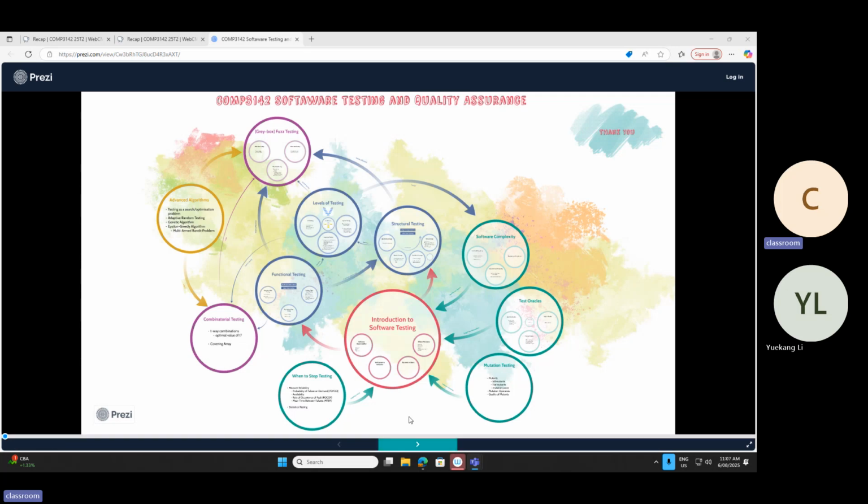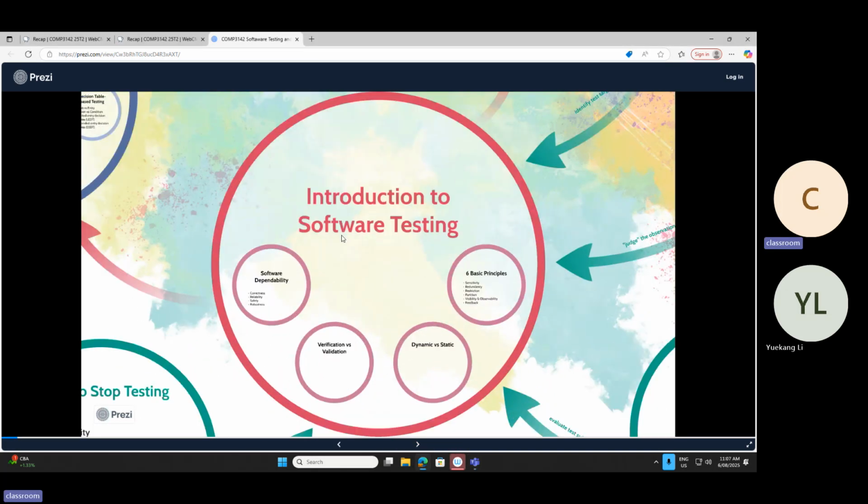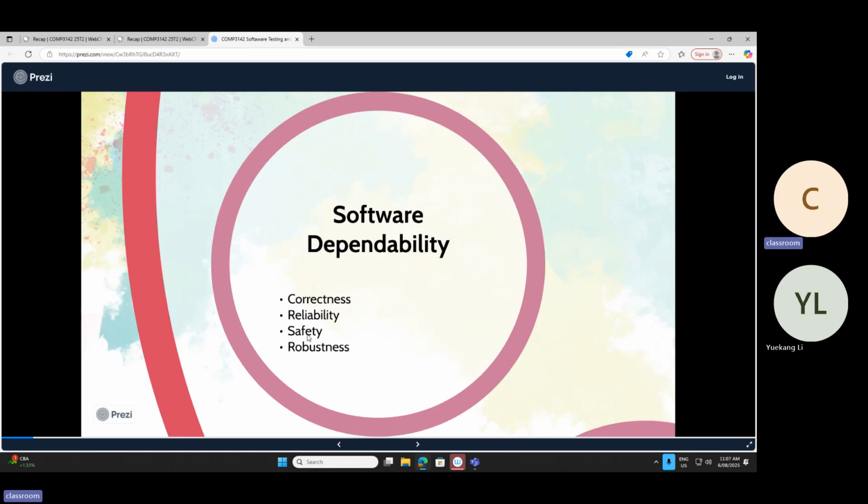Okay, let's get started. So this is an overview of all the concepts we have learned in this term. If we zoom in, we can see that we started from the introduction to software testing. In this introduction, we learned several concepts. The first one is software dependability. So let's see if you can still remember these concepts. Software dependability is the ultimate goal we want to have, right? So we want to build dependable software.